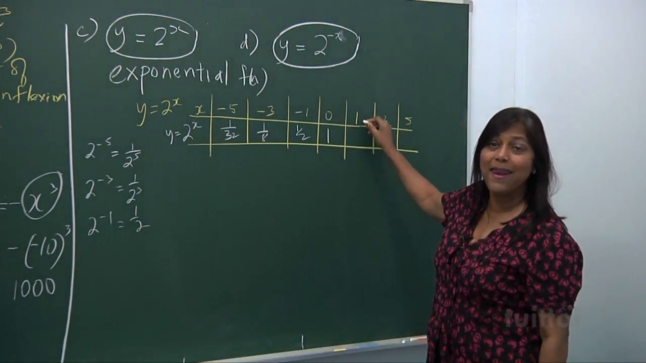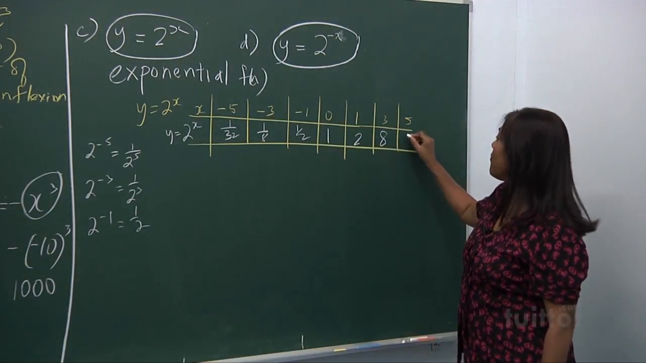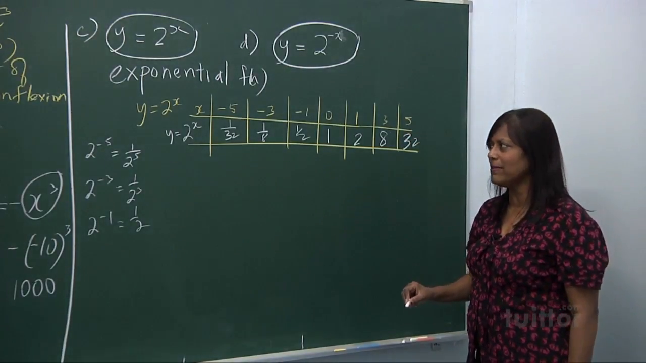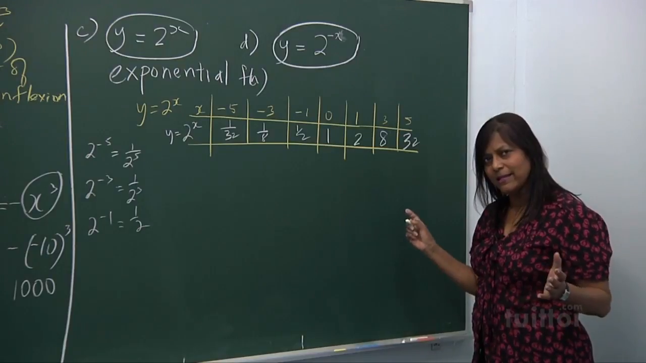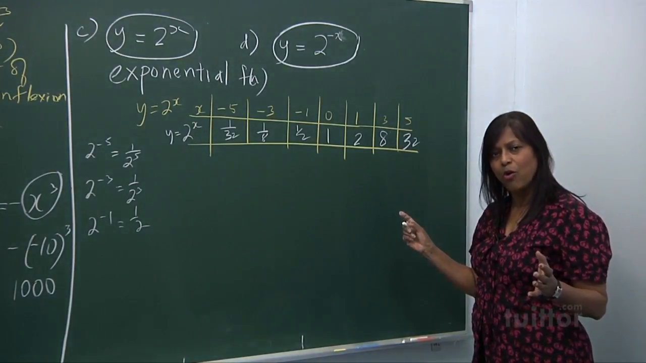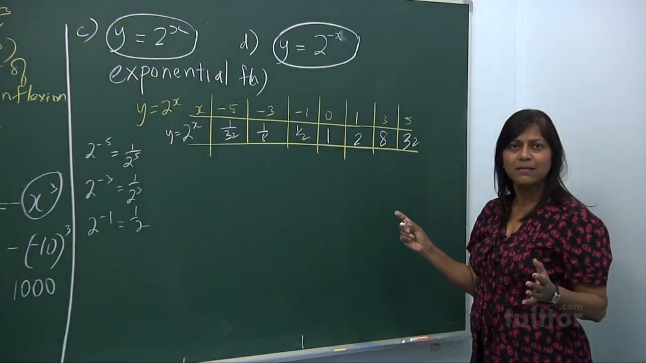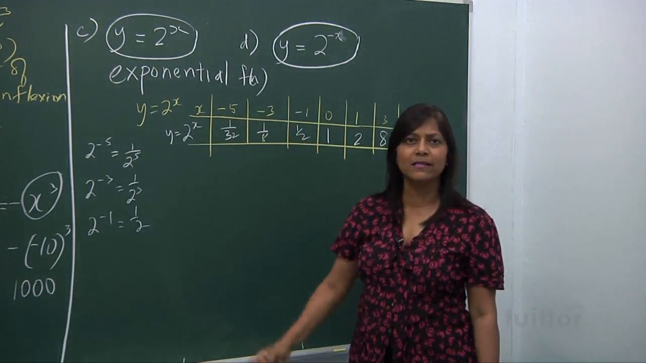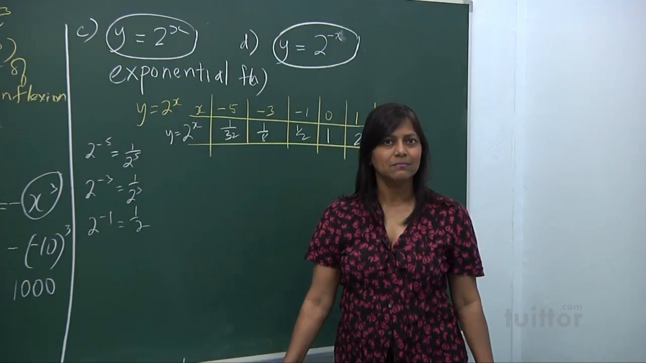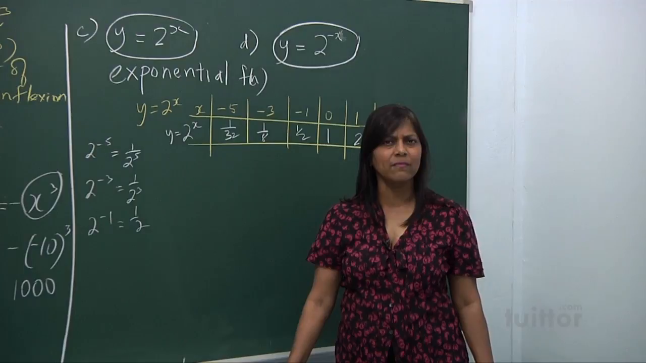2 to the power of 1 is 2. 2 to the power of 3 is 8. 2 to the power of 5 is 32. What do you notice about this? Do you see any negative numbers? No. Your y is all positive, irrespective of your x. Even when your x is negative, your y is still positive. Is it only because we started at x minus 5?